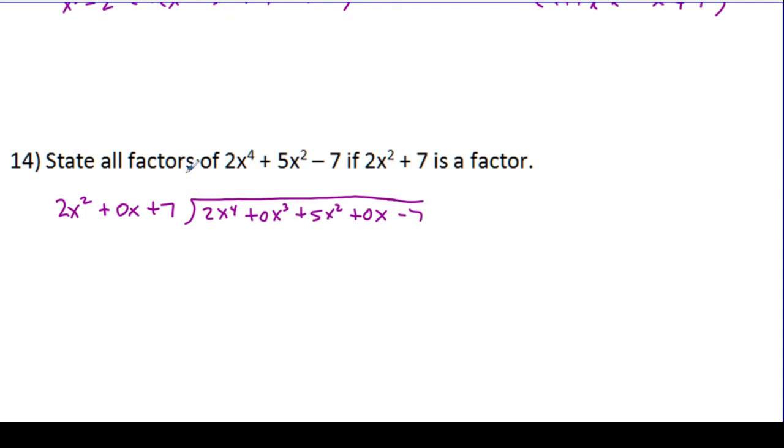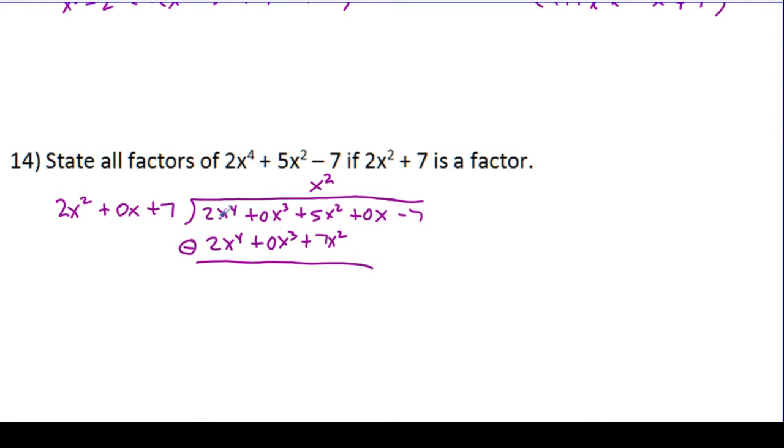So I need to turn 2x squared into 2x to the fourth. I'm going to do that by multiplying by x squared. So x squared times 2x squared, that's 2x to the fourth. x squared times 0x is 0x cubed. x squared times 7 is 7x squared. All right, let's do our subtraction.